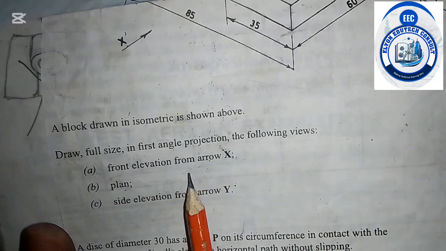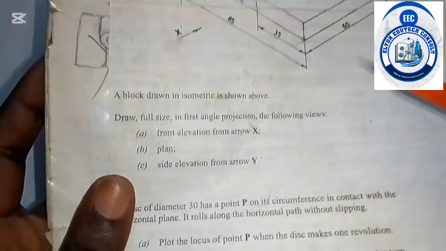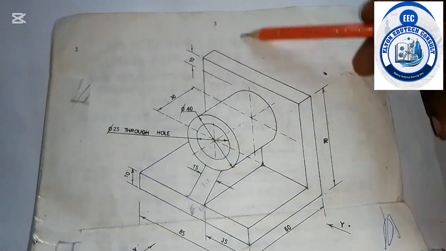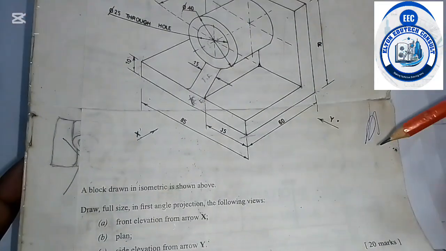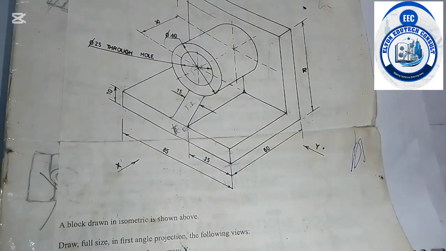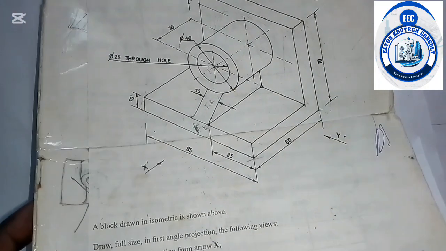A. Front elevation from arrow X. The front elevation in this direction. Then plan, that is taken from the top. Then the side elevation from arrow Y. This side elevation, and it should be in first angle orthographic projection.